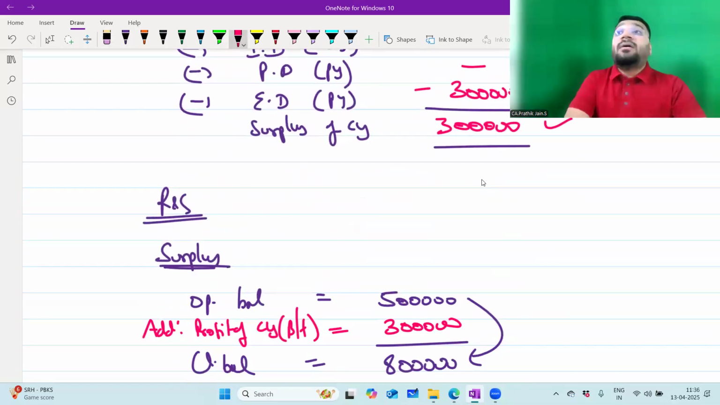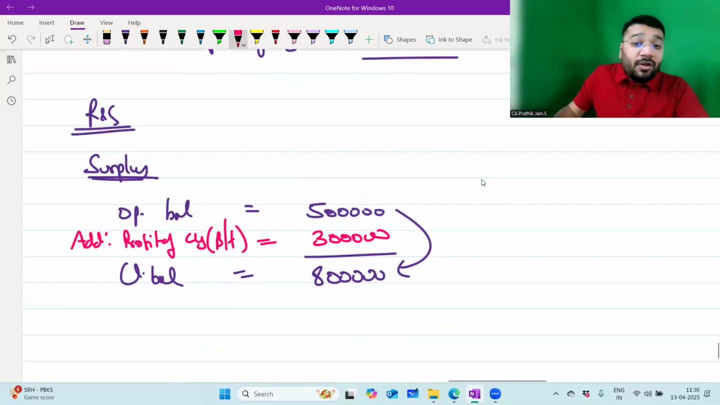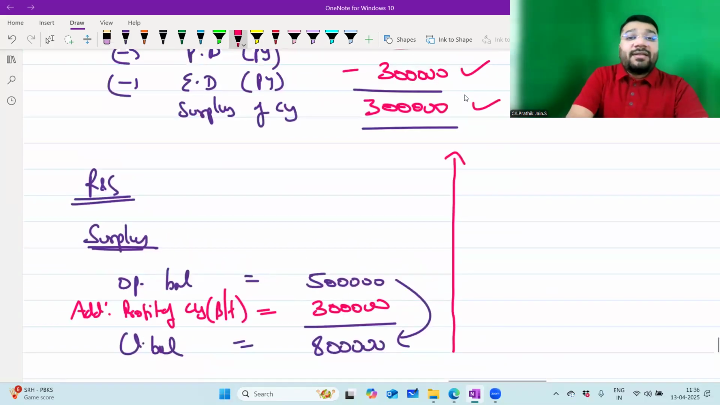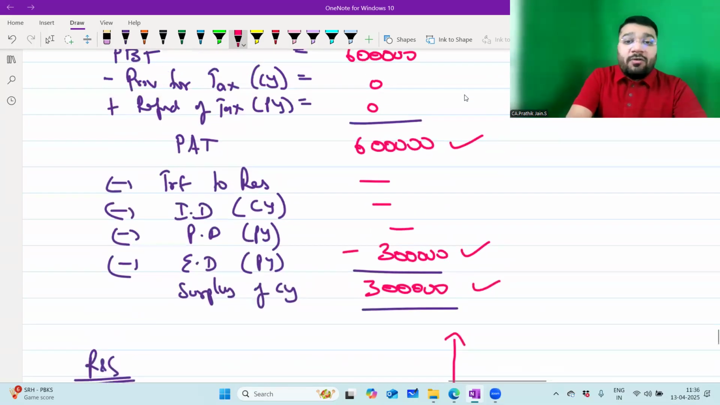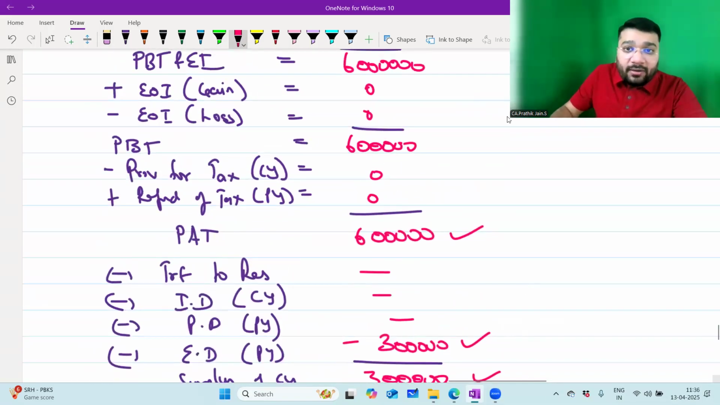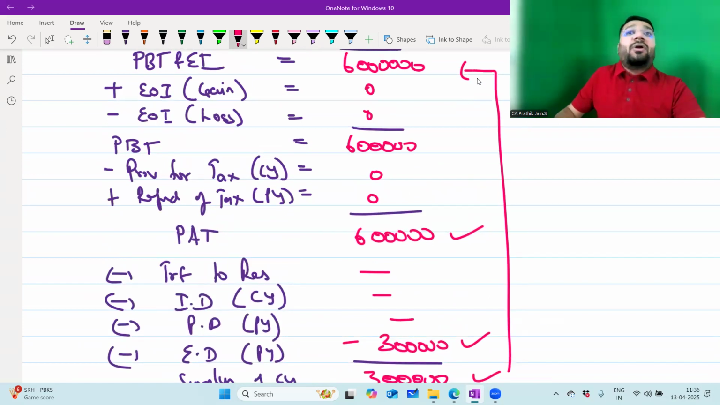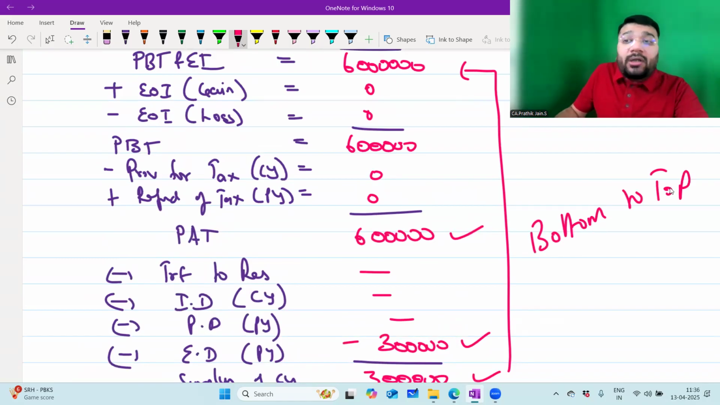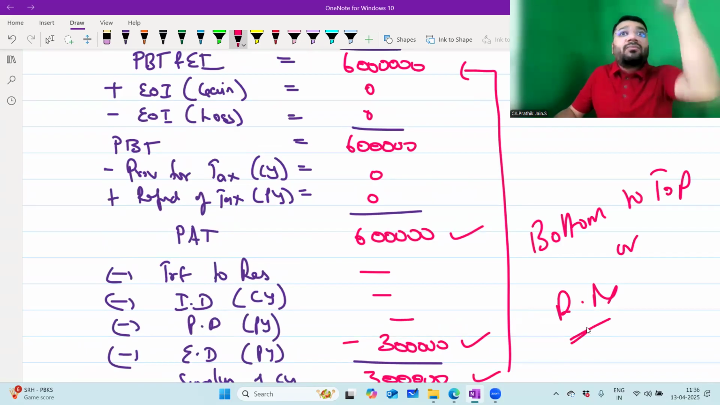That I have adopted a bottom to top approach. What did I do? From 8 lakh, I went all the way to getting 3 lakh rupees current year surplus. From the surplus, all the way I'm going upward. All the way I went upward to get my profit before tax and extraordinary item. So what approach is this, people? From the bottom, I'm going to the top. So this is the bottom to top approach, or this is called the reverse mechanism. I'm going in reverse now.